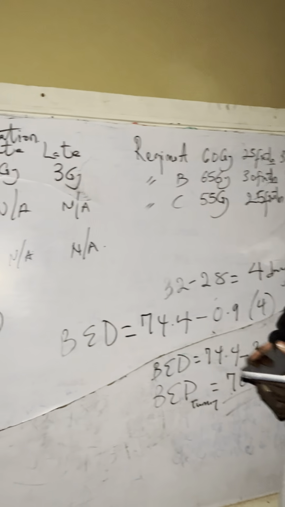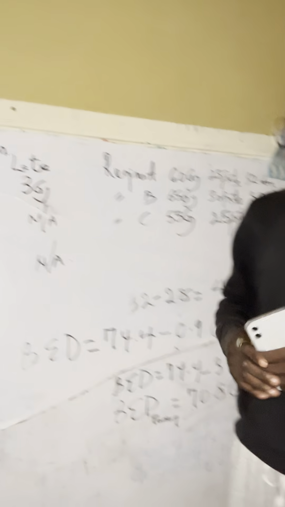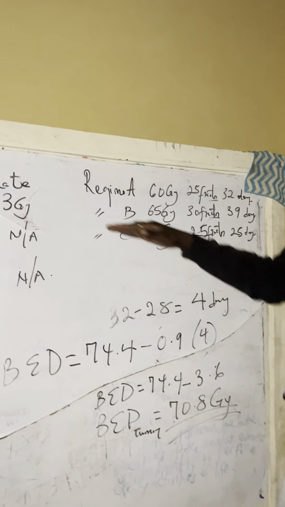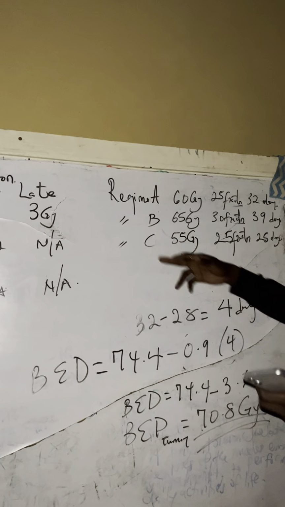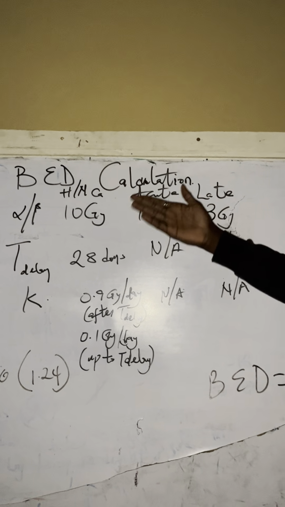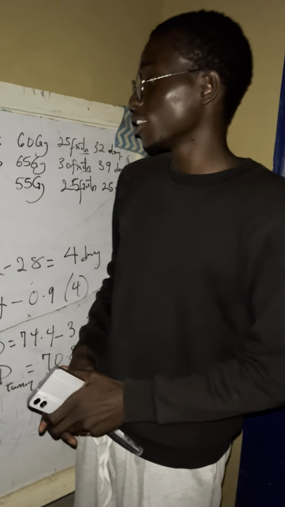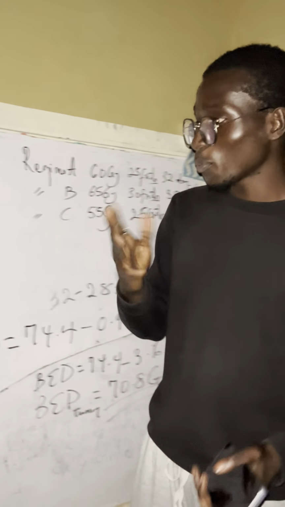Alright, so that's going to be the end of today's class. At the same time, you can do the same thing for regime B and regime C, to calculate the BED of the tumor, the BED of the acute responding tissue, and of the late responding tissue. So I hope you understand.